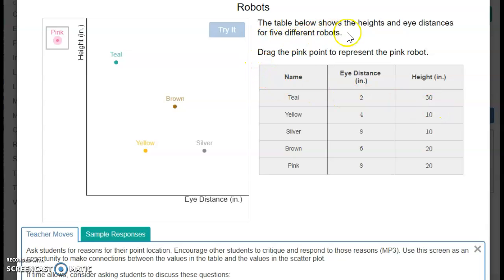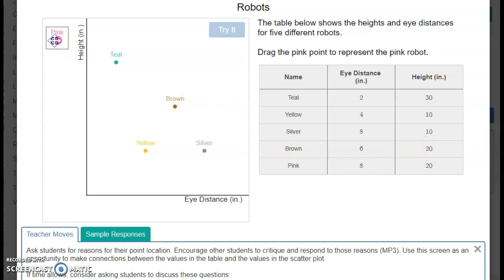Now the table below shows the height and eye distance of 5 different robots. Drag the pink points to represent the pink robot. They have teal, brown, yellow, silver. It's represented by these points, and they've actually graphed it for us. The points represented are these data points. Now we're told the pink one has the eye distance of 8 and the height of 20. Looking at this, the one that has the height of 20 is the brown one.